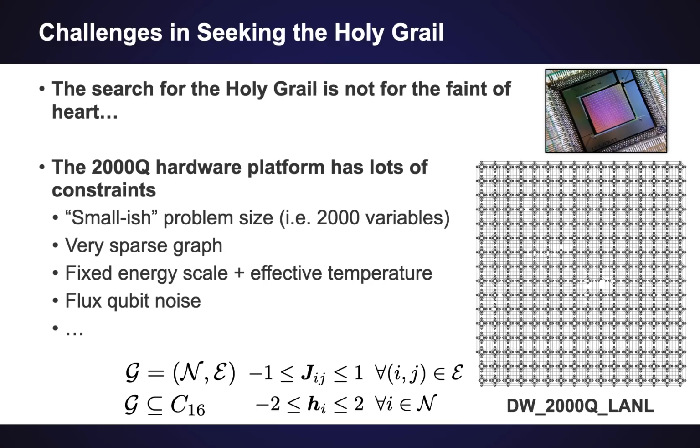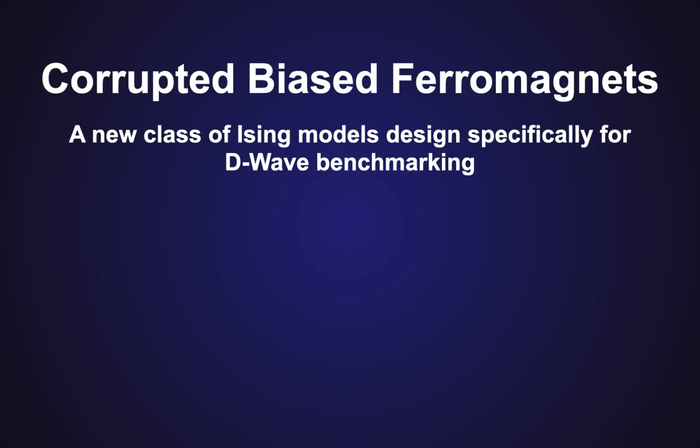There's a fixed energy scale and effective temperature, and things like flux qubit noise can also have detrimental impacts on finding high-quality solutions. So in this work, we propose the Corrupted Biased Ferromagnet as a new class of Ising models designed specifically for benchmarking DWave and highlighting its strengths.